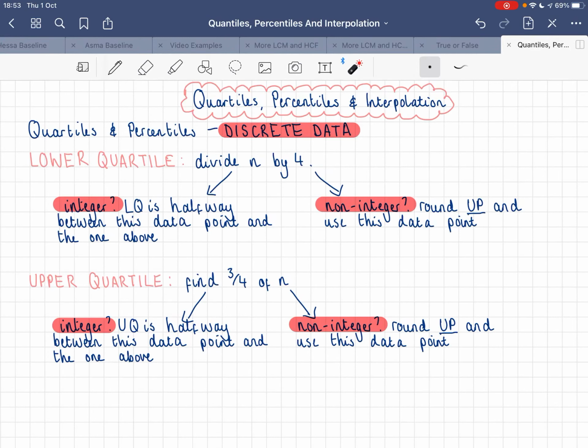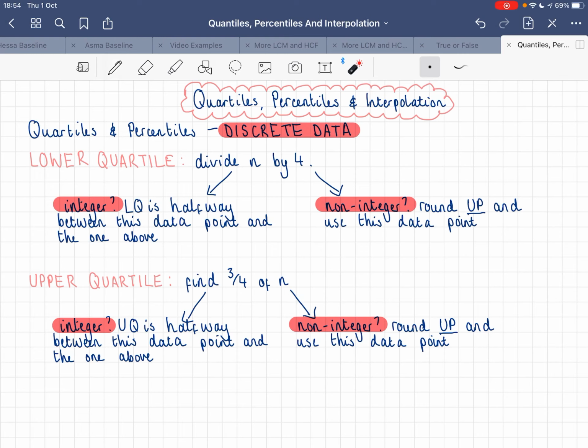Okay, so today we're going to look at quartiles, percentages, and interpolation. I've got a few kind of talky bits to go through, and then we will do a couple of examples of how to use interpolation for group data and continuous data.